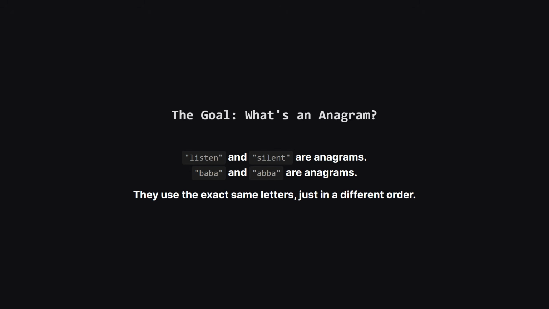First, just a quick refresher. An anagram is a word formed by rearranging the letters of another word. For example, listen and silent use the exact same letters, so they're anagrams. Same with baba and abba. This concept is the core of the whole problem.